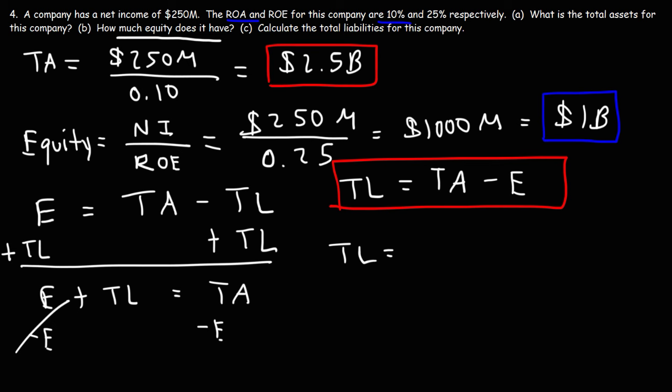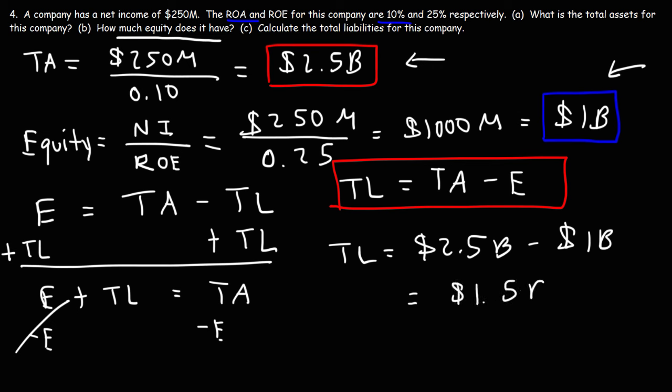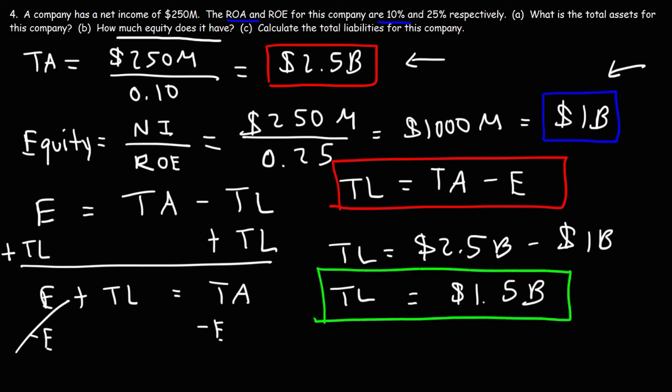So the total assets for this company are 2.5 billion. Shareholder equity is 1 billion. So 2.5 minus 1, it gives us 1.5 billion in total liabilities. So that's how you can calculate the total liabilities in this example. It's just the difference between the total assets and the equity.